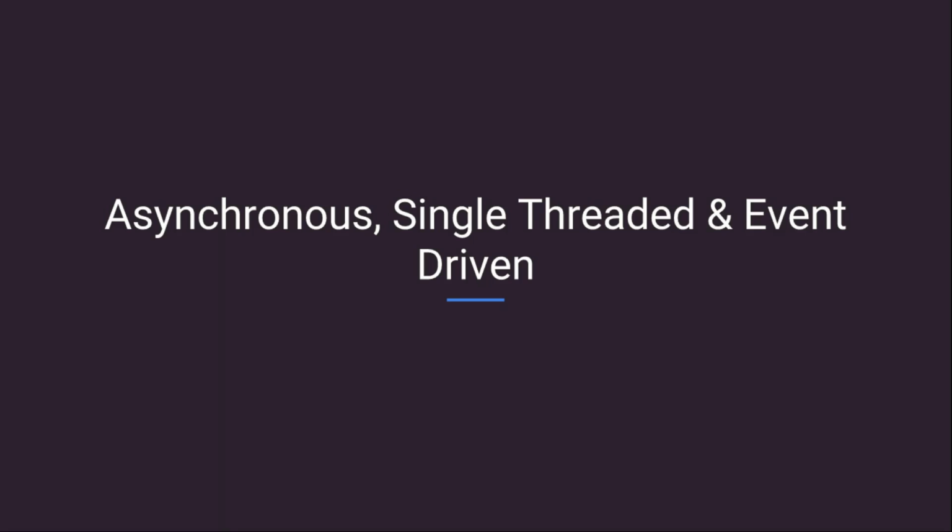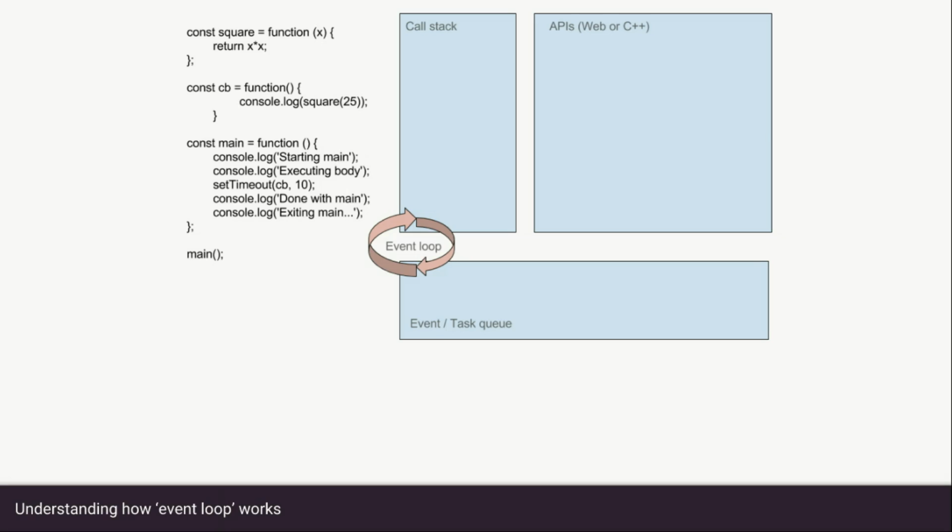So in this video, we are going to learn about the event loop, which is an efficient mechanism which enables Node.js to be performant enough despite being a single-threaded application, right? So let's dive in.